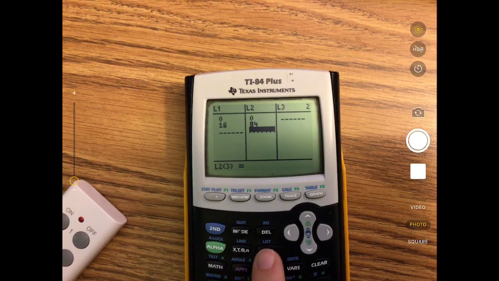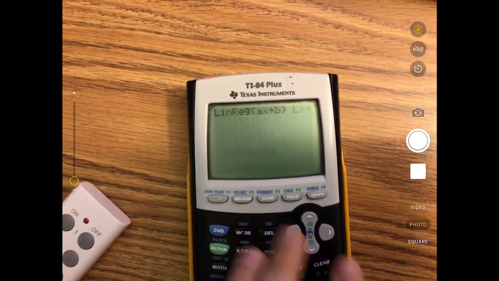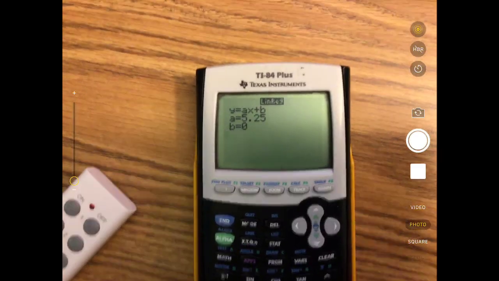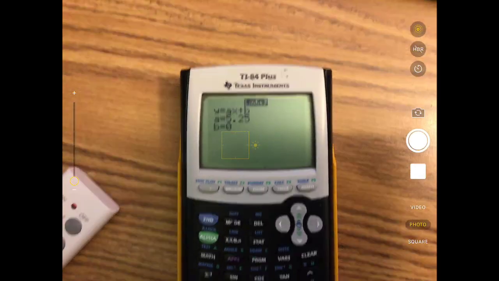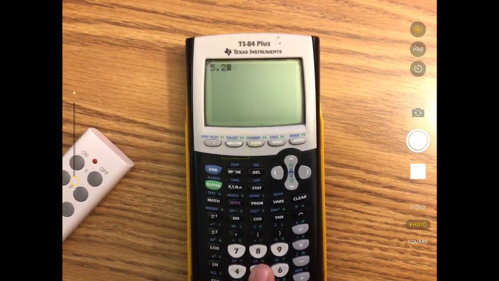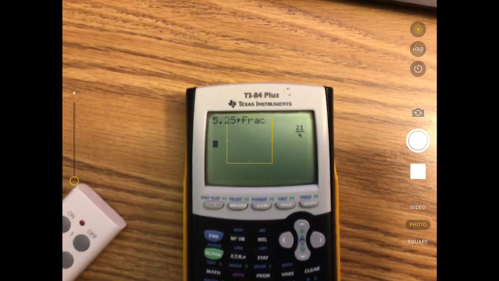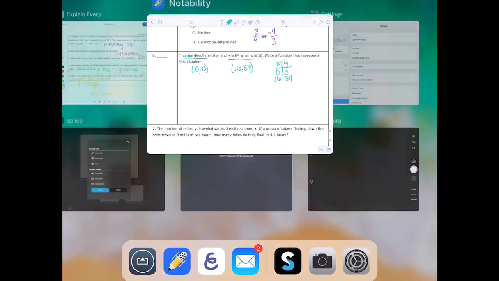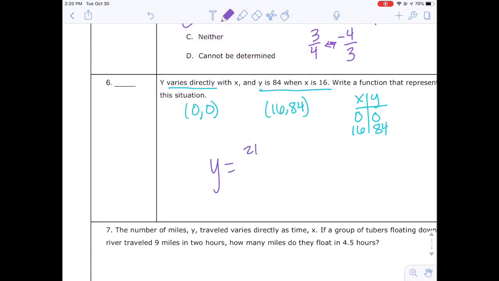Then I'm going to come back to hit stat, scroll to calc, go down to 4, enter, enter, enter, and I have 5.25. So they want the function. Remember, slope has to be written as a fraction. So I'm going to take 5.25 and click math, enter, enter, and I get the fraction 21 over 4. So when I go back to my function, y equals 21 over 4x.